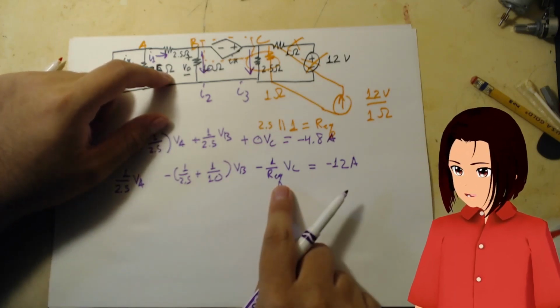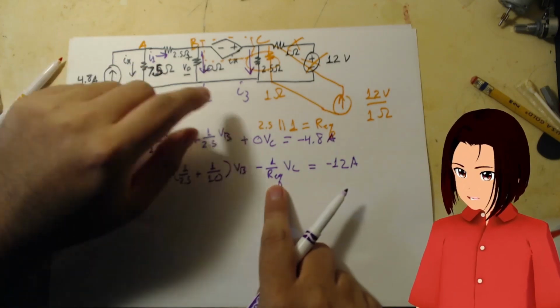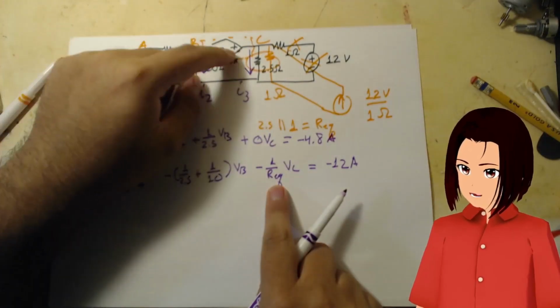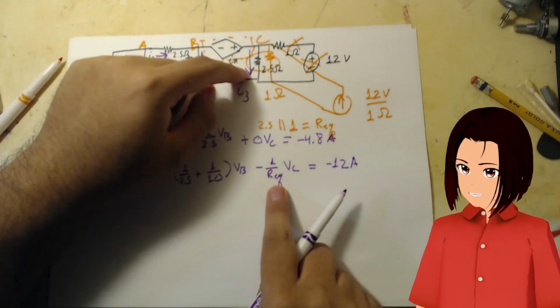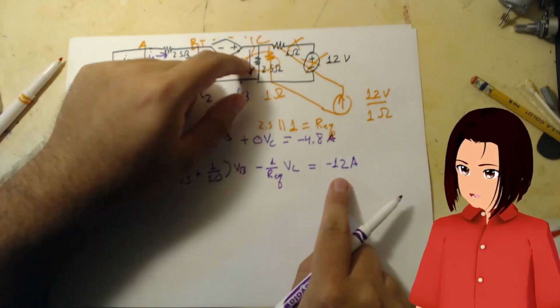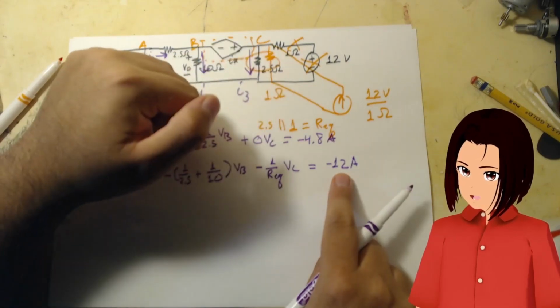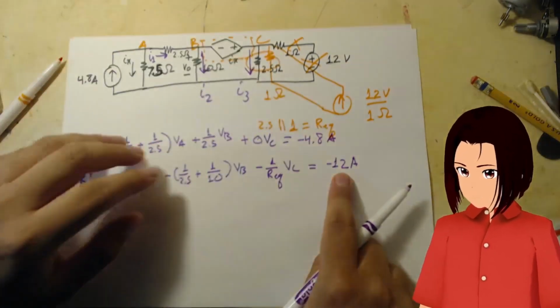So now for the equivalent, R1 over equivalent, that's just these resistors in parallel. And since it's leaving, we have a minus. So this guy's minus 12 because we have this current source going into it, and it's minus 12 because I moved it to that side of the equation.